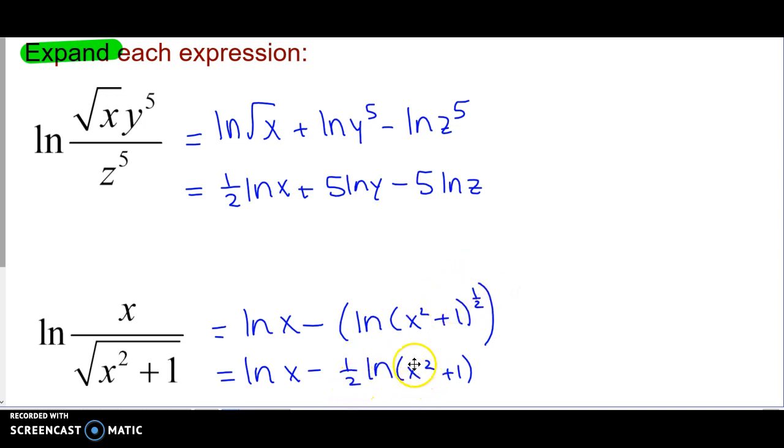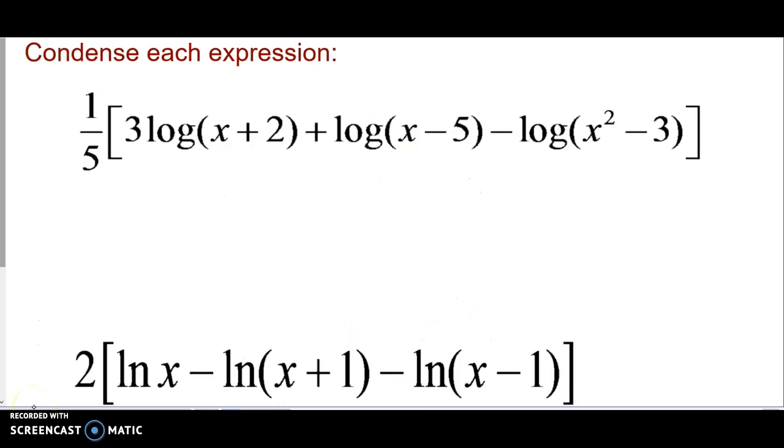Now, you might be wondering, why can't I split these up into two different natural logs? Well, remember, when we split up a log, it's because there's a product or a quotient. In this case, this is a sum. I can't split up a sum of a log. We don't have that rule. Okay? Let's try these two.